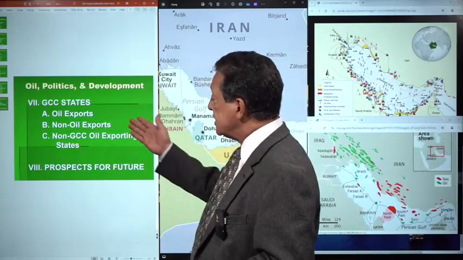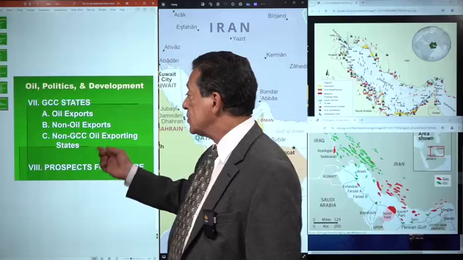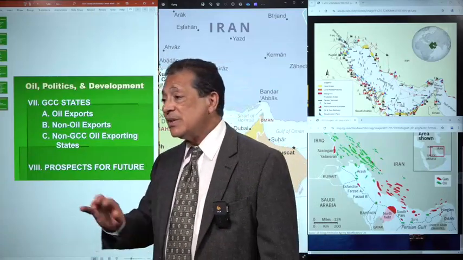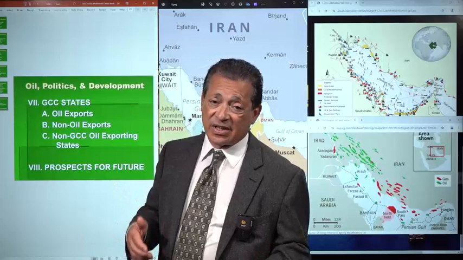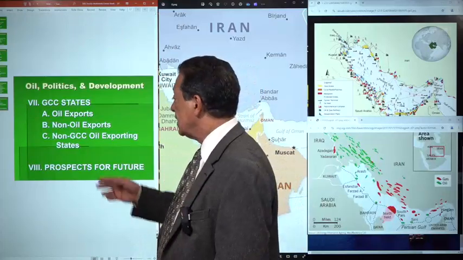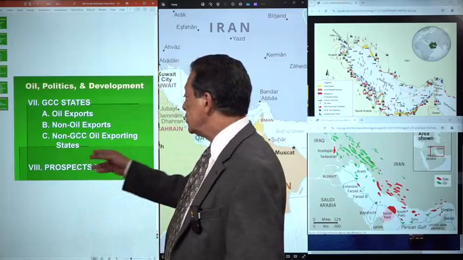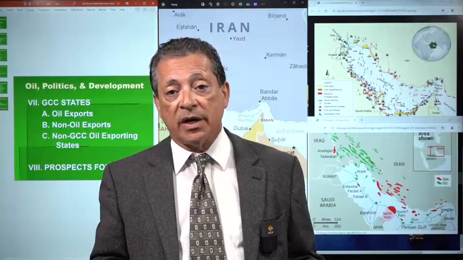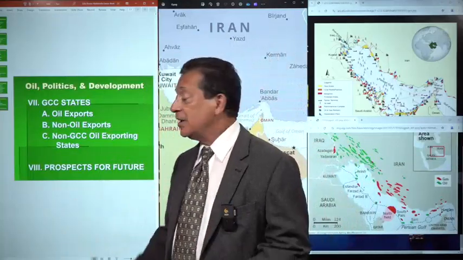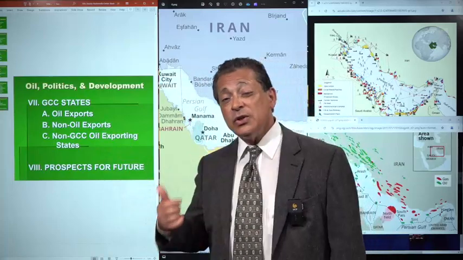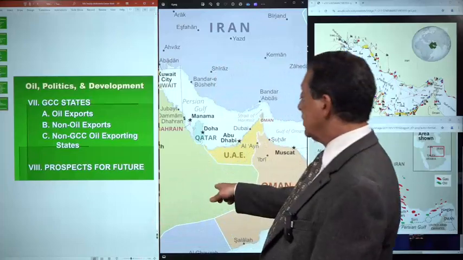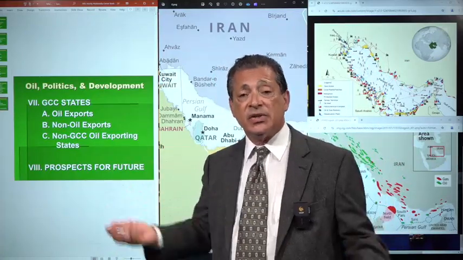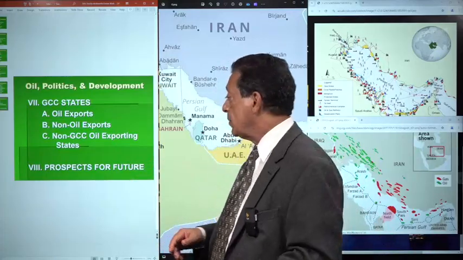Here we see that the GCC countries are oil exporters, and they have some non-oil products as well, like dates and some spices, but it's not that significant. The oil price and the oil revenue are much more significant. There are also non-GCC oil exporting states, like Iran and Iraq. They are producing oil, but the difference between them and GCC countries is that the only GCC country with a significant population is Saudi Arabia. All the other ones have a population of only a few million, if it even makes it to a million. They don't have very large populations.